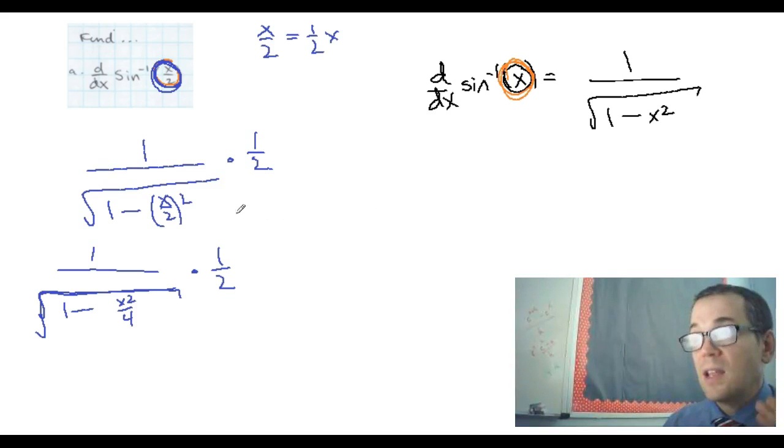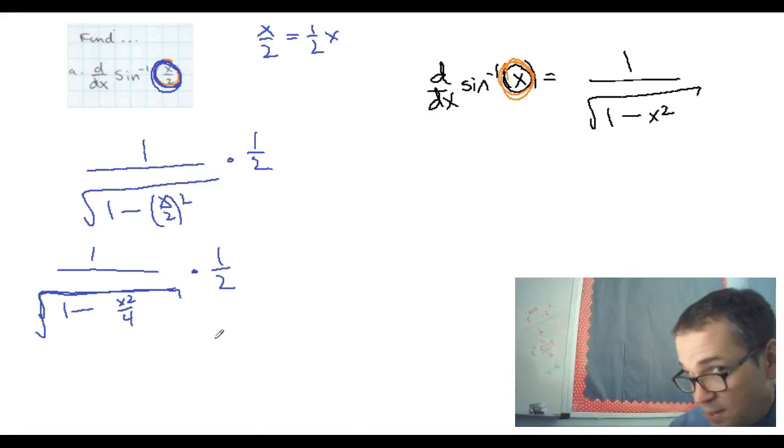Let me stop for one second. If this was a test question and you stopped here, I'd actually be okay with that. But if it's a multiple choice question, you're going to have to know how to do these next few steps.